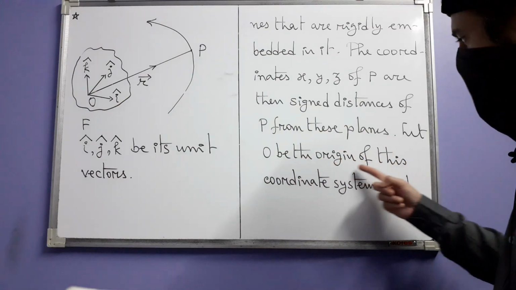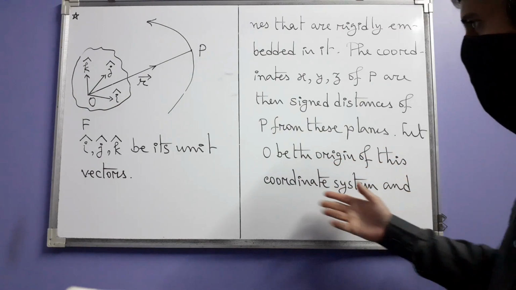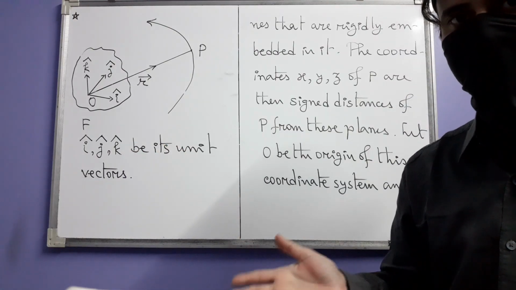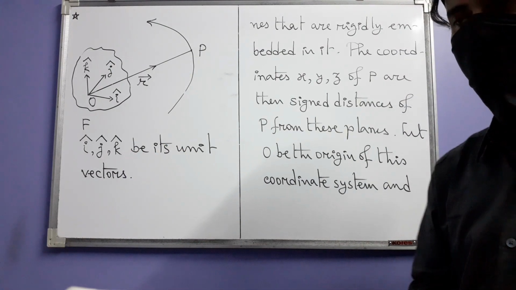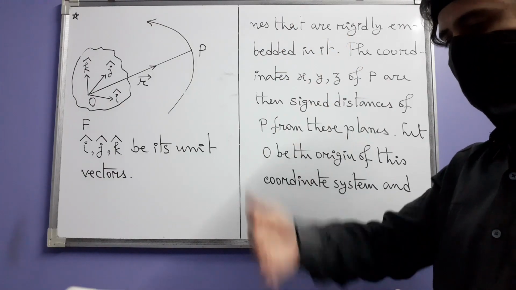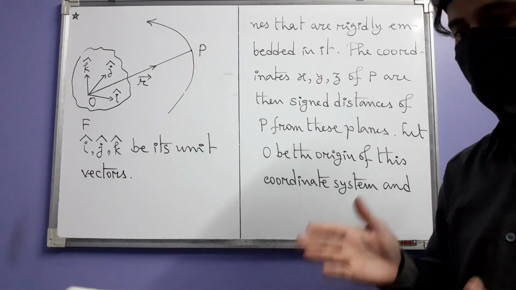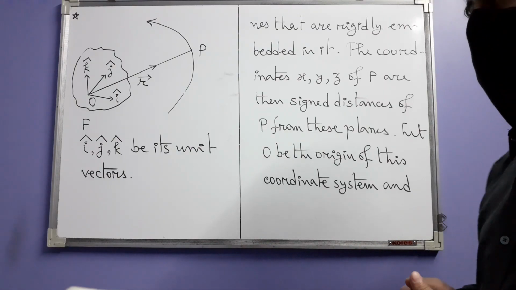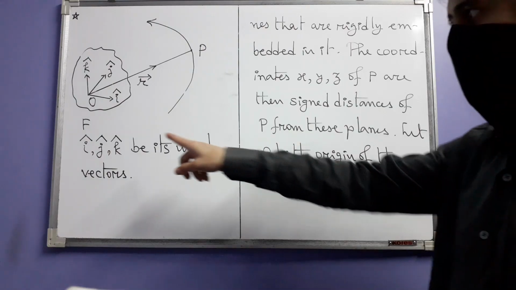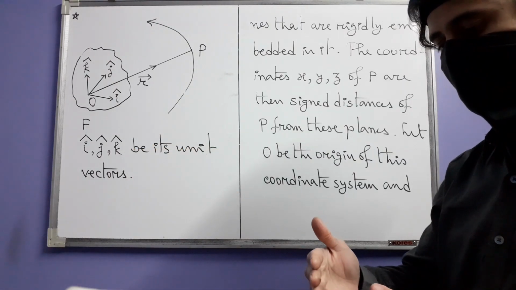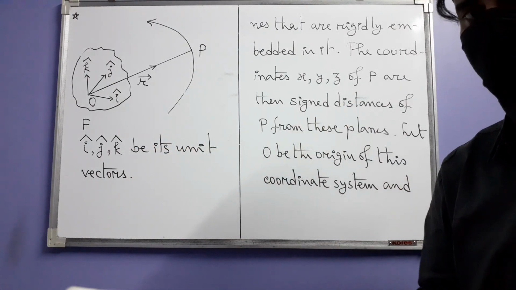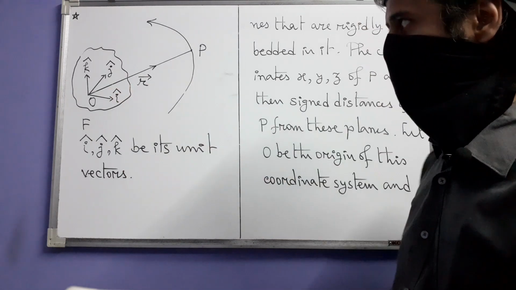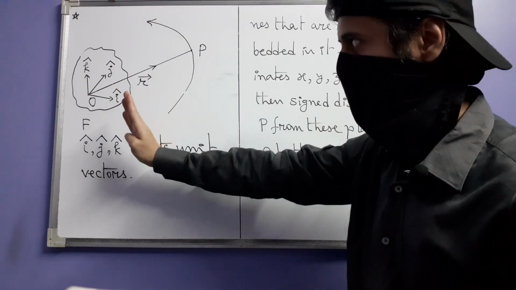So let O be the origin of this coordinate system, and i hat, j hat and k hat be its unit vectors. You understand what these unit vectors mean. Those 3 orthogonal planes intersect in some straight lines. Those straight lines are the axes, and these are unit vectors in the positive directions of those axes. So now you can see them here: i hat, j hat and k hat.